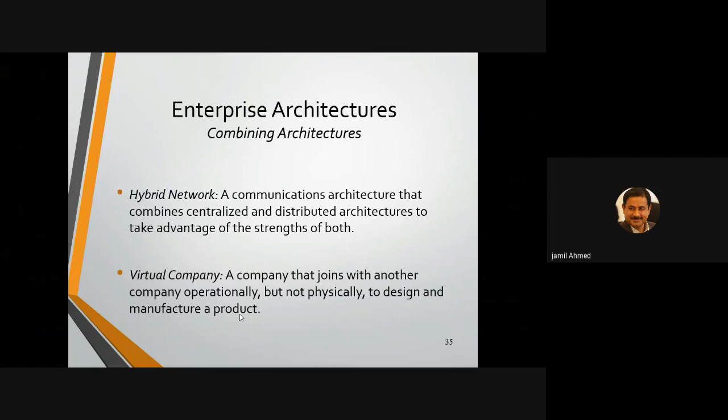So a virtual company is a company that joins with another company operationally but not physically to design and manufacture a product. For example, online shopping is a company that does not manufacture but sells goods. So virtually we select that this product is our order, and this product can be delivered to the particular address that is provided.